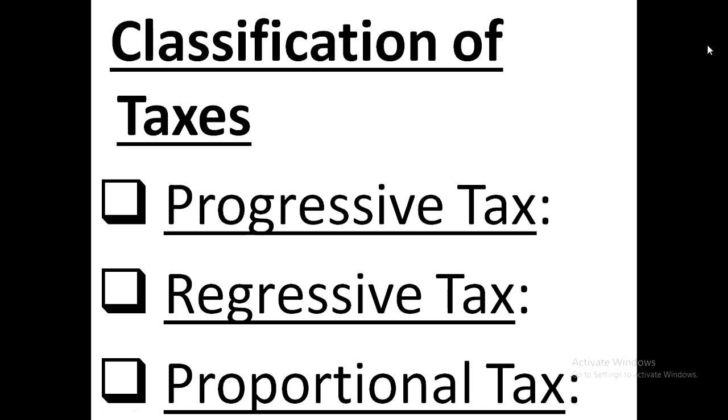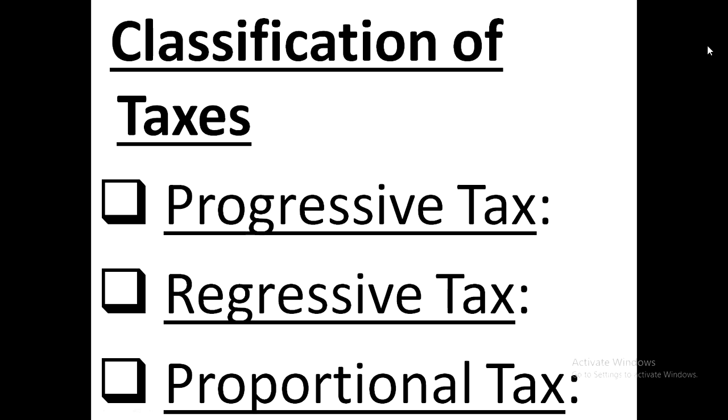Number two classification of tax is regressive tax. A regressive tax is the tax that takes a higher proportion of a poorer person's income. A good example of a regressive tax is an indirect tax, for example, VAT. VAT is a regressive tax because both the poor and the rich are paying the same amount. First of all, VAT is the tax on the product, the tax on expense.